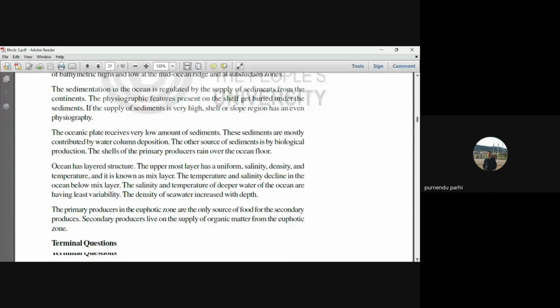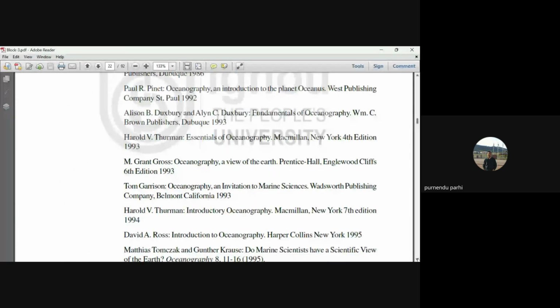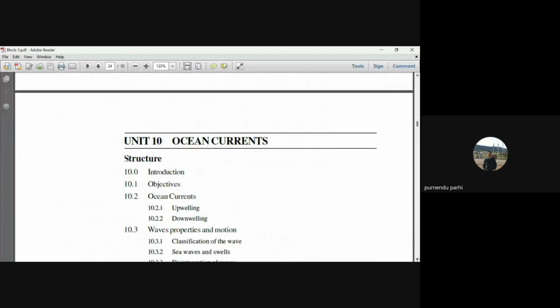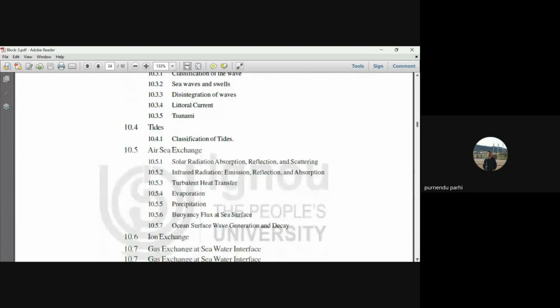So this is about Unit 9. Then we'll move to the next unit. Unit 10. Unit 10 is the ocean current.